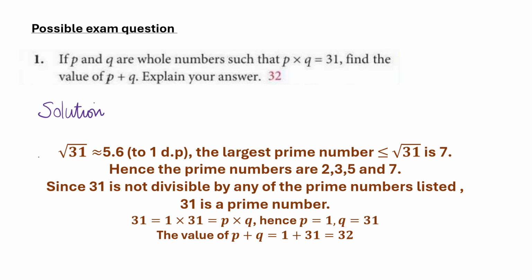So since 31 is not divisible by any of the prime numbers listed, 31 is a prime number, and as such, it has only two different factors, one and itself. So therefore, 31 is equal to 1 times 31. So in this case, we can say that P is equal to 1, Q is equal to 31. So therefore, P plus Q will just be 1 plus 31 equals 32.